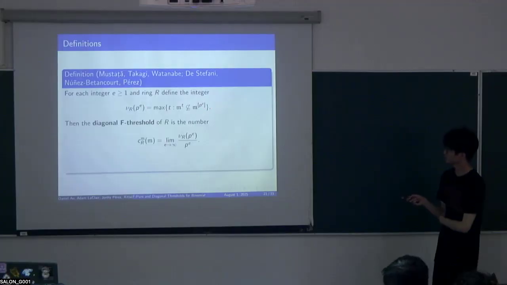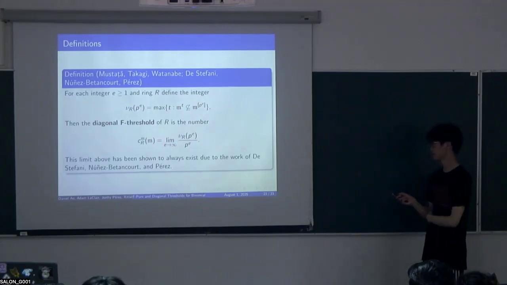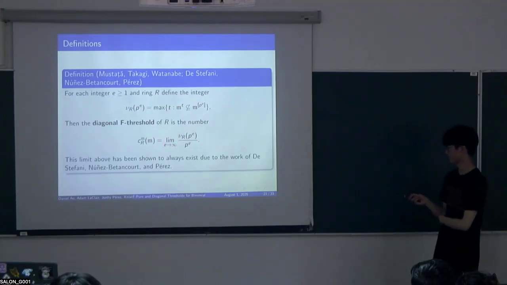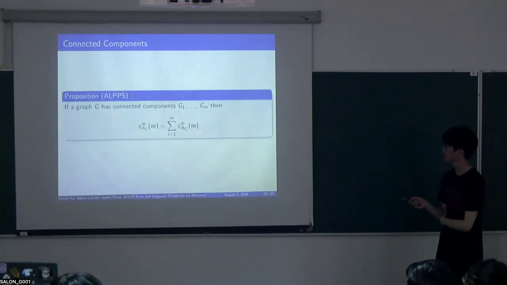And so once again, we consider the limit of ν_e over p^e, and the limit as e goes to infinity is what we call the diagonal F threshold. And we remark that this has been shown to always exist due to the work of De Stefani, Núñez-Betancourt, and Pérez. So our question is just calculating the diagonal F thresholds for the quotients of binomial edge ideals.